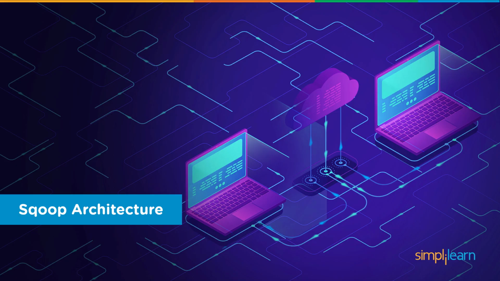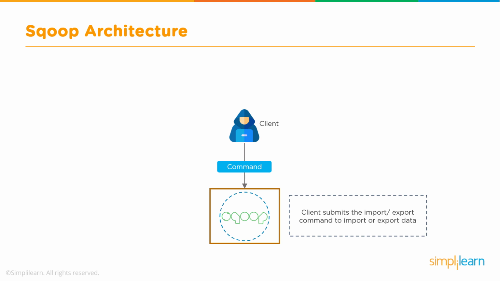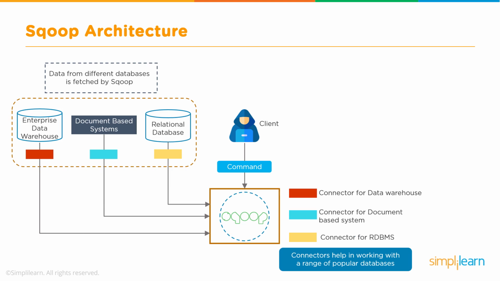Let's dig a little deeper into the Sqoop architecture. We have our client, in this case a hooded wizard behind his laptop. You never know who's going to be accessing the Hadoop cluster. And the client comes in and sends their command, which goes into Sqoop. The client submits the import-export command to import or export data. Data from different databases is fetched by Sqoop. And so you have our enterprise data warehouse, document-based systems. You have a connector for your data warehouse, a connector for document-based systems, which reaches out to those two entities. And we have our connector for the RDBMS. So connectors help in working with a range of popular databases.